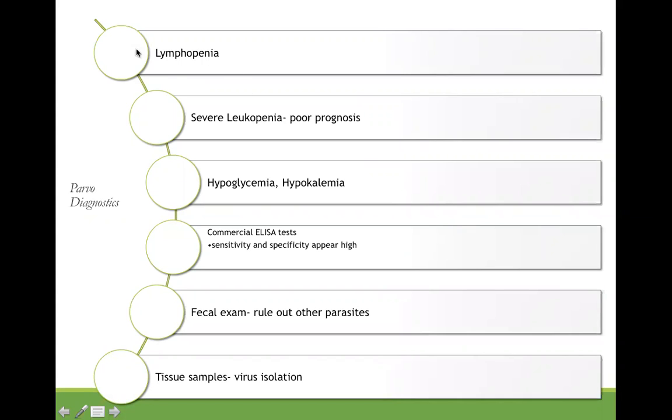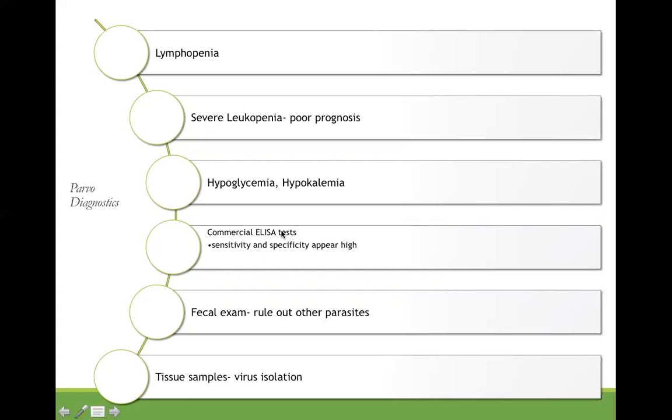Specifically, we're looking at the lymphocytes. So if they have a low lymphocyte count and an overall lymphopenia, that is our concern. And that has definitely a poorer prognosis. It kind of bottoms out their white blood cells, specifically the lymphocytes. And the worse that value is, the worse the prognosis. They can be hypoglycemic due to the fact that they're not eating and vomiting, and then hypokalemic because they're losing potassium and they're not maintaining their hydration.